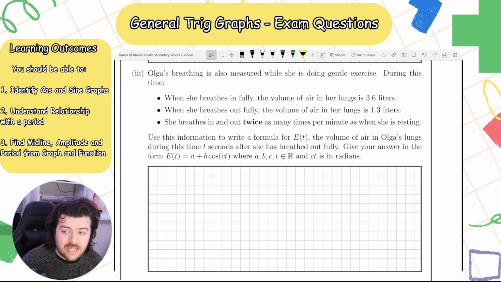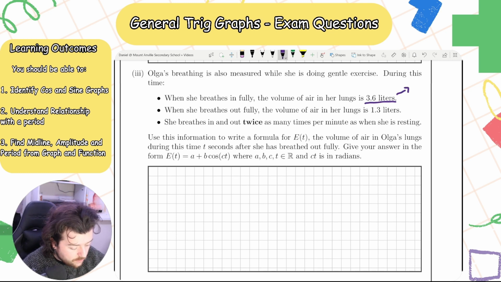Right, so part 3 is asking us, Olga's breathing is also measured while she's doing gentle exercise. During this time, when she breathes in fully, the volume of air in her lungs is 3.6 liters. So if she breathes in fully and the volume is 3.6 liters, I can take a wild guess and say that's her maximum lung capacity.